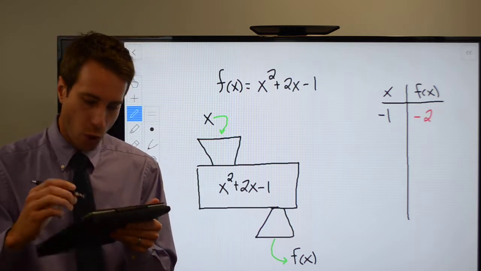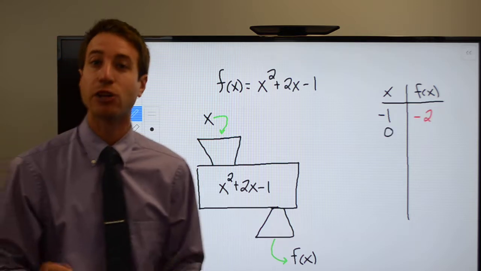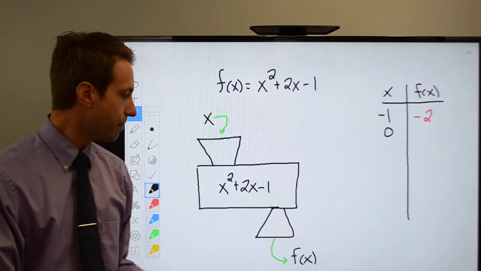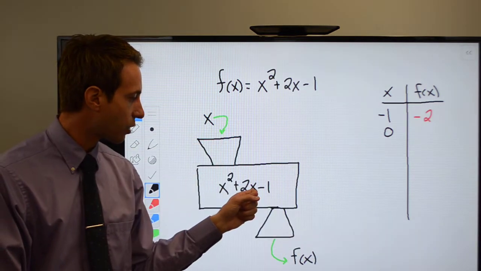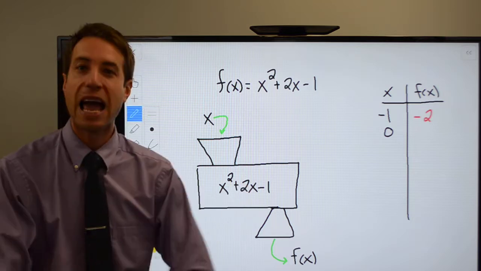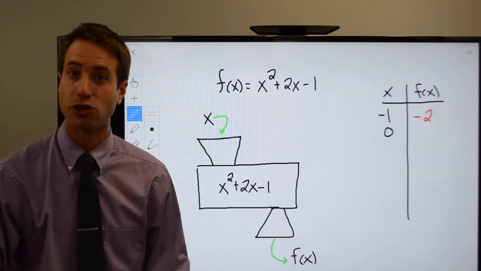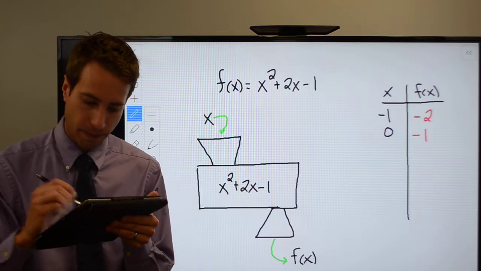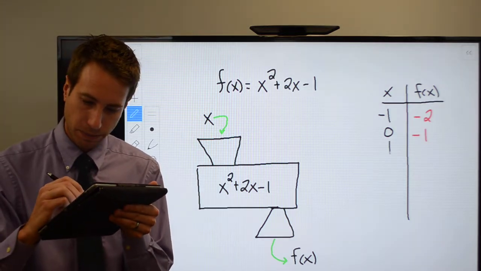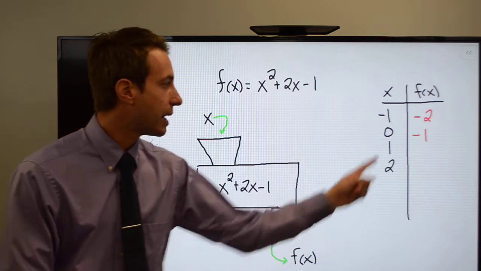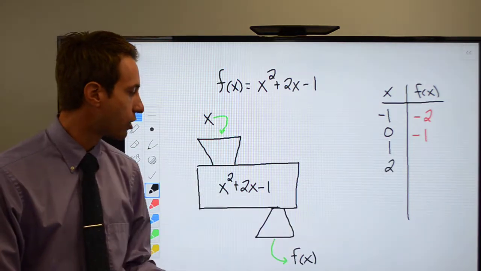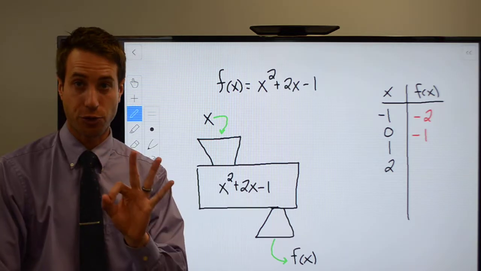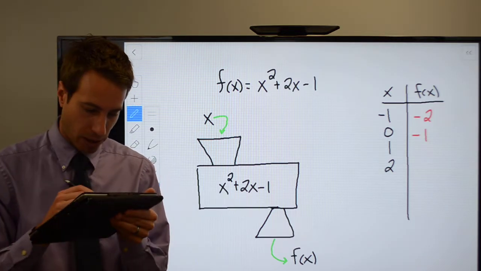Let's try another one. What if you plug in a domain value of 0? Well, I drop that 0 into my machine. I plug in a 0 for x, a 0 for x. Those terms all drop out, and what I get out of my function, my range value, is a -1. Let's try a couple more. If I plug in a +1, 1 squared is 1. 2 times 1 would be 2. 1 plus 2 is 3. And then I subtract 1. I get a +2.